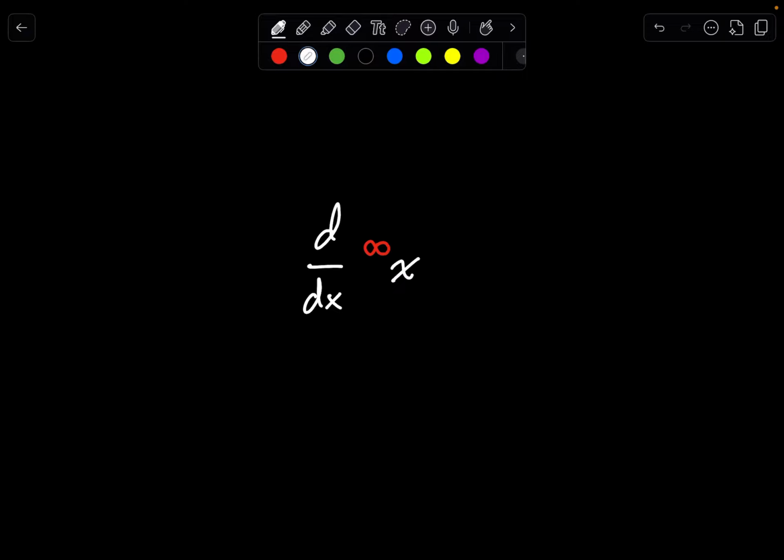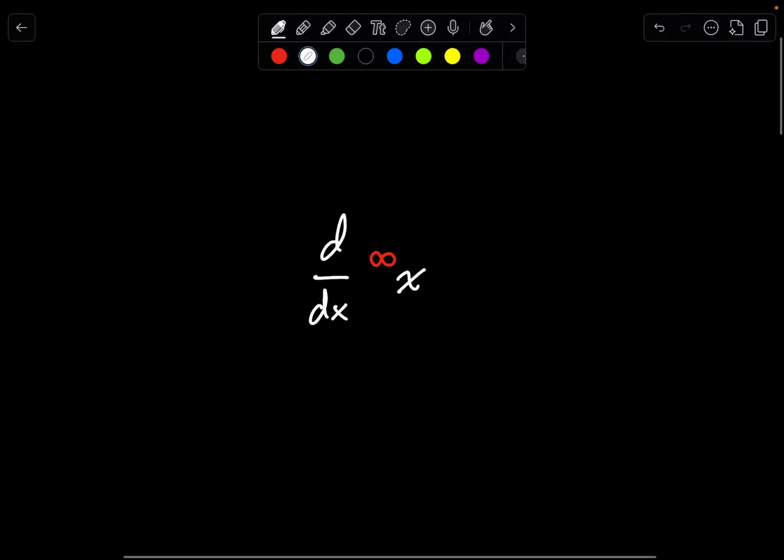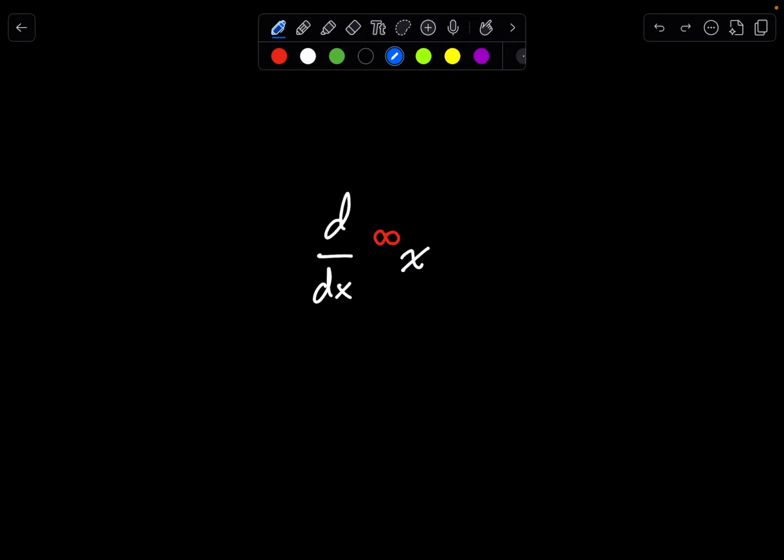Today we're going to be solving a really interesting problem. Let's get right into it. So we have the derivative of x tetration infinity. At first this can seem like a very daunting problem because we have the infinity symbol, we're taking the derivative, and there's so much going on here, but let's break it down.